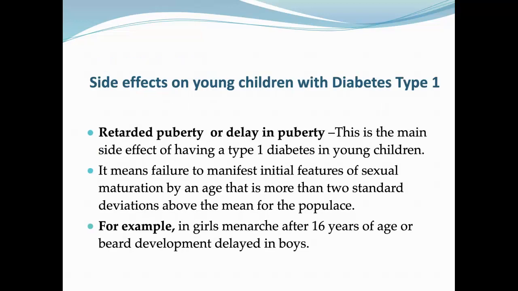Next, what are the side effects on young children with type 1 diabetes? The main side effect is retarded puberty, or delay in puberty. This is the main side effect of having type 1 diabetes in young children. It means failure to manifest initial features of sexual maturation by an age that is more than 2 standard deviations above the mean for the populace. For example, in girls, menarche after 16 years of age, or beard development delayed in boys.